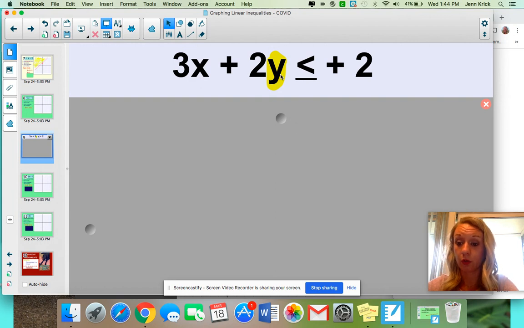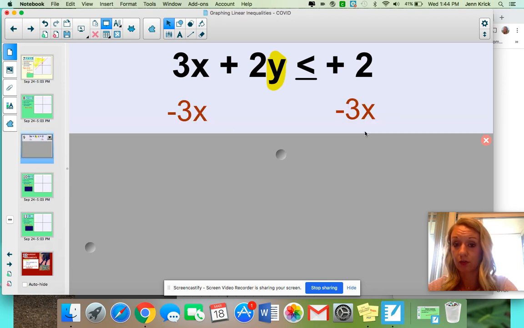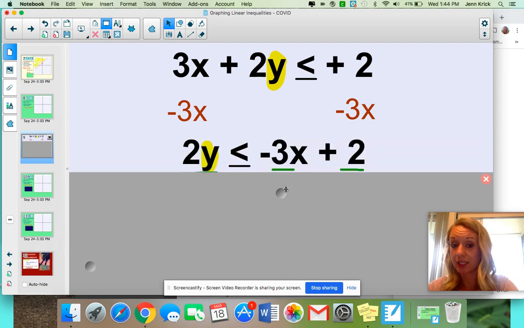We know that our goal is to get y by itself, which is what I highlighted here. Let's move 3x to the other side using inverse operations. So we know we're going to subtract 3x from both sides. Then we're left with 2y is less than or equal to negative 3x plus 2. Y is still not isolated though.